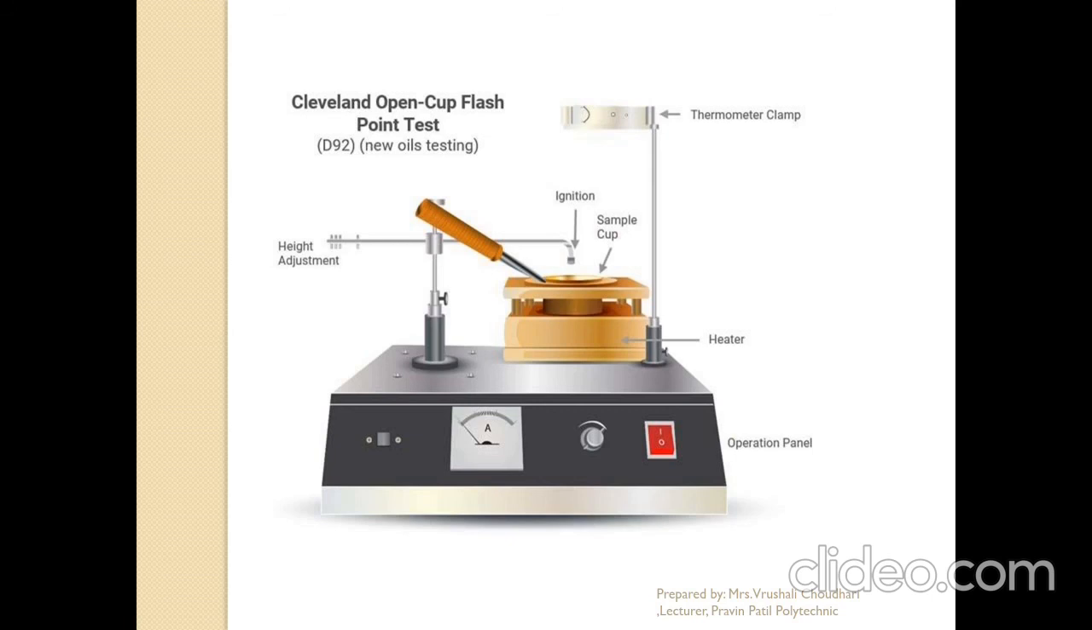This is the Cleveland Open Cup apparatus which we use in the laboratory. It has a thermometer, heater, oil sample, and a heat adjustment for the ignition. Here sparking will take place at a temperature of 55 degrees. We will check whether it produces a flash or fire and at what temperature it produces the flash.